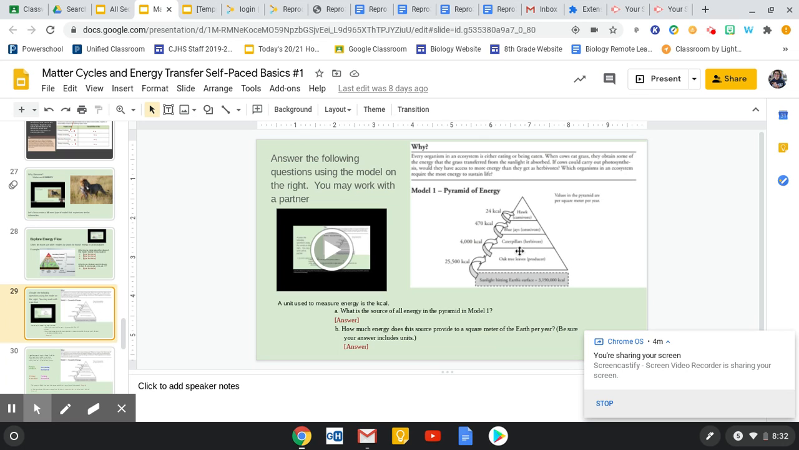Another thing that I want you guys to take away is that the lower you are, the more energy you have available. So it's better to be lower in your energy pyramid than higher. Keep that in mind when you are answering your assessment for part 1. So I hope this helps clear up some misconceptions.